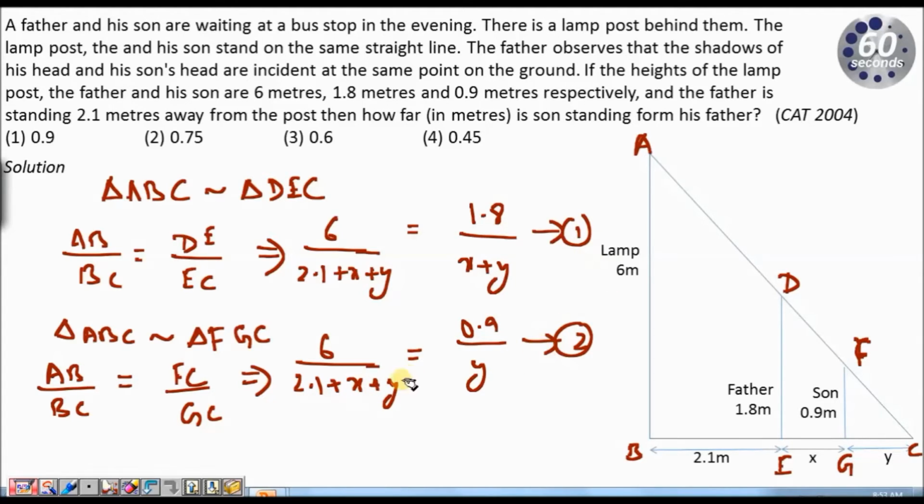Now solving 1 and 2, since both are equal to 6 by 2.1 plus x plus y, I can say 1.8 by x plus y is equal to 0.9 by y. Now I know 1.8 will go by 0.9 2 times. So let me just cancel this. This will give me 2. So cross multiplying, I get 2y equals x plus y, or I get y equals x.